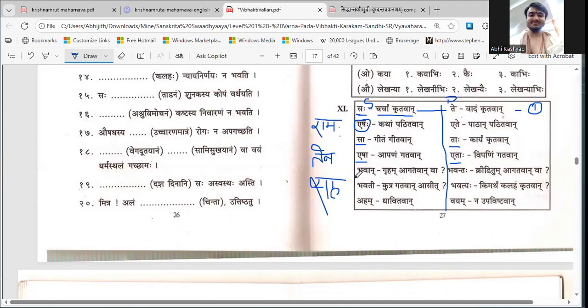Then Bhavan. It is going to be Bhavata. So Ramaha Bhavata saha griham agatavan va. Did Rama come with you? Okay. Then Bhavantaha, plural form, will be Bhavatbhihi. So Bhavatbhihi saha kriditum gatavan va.